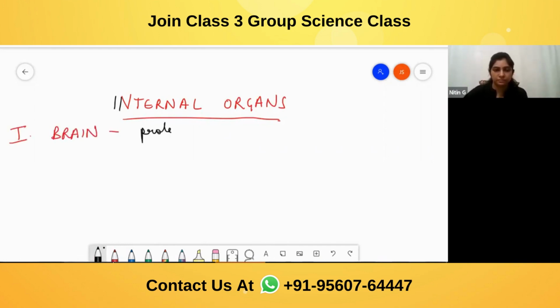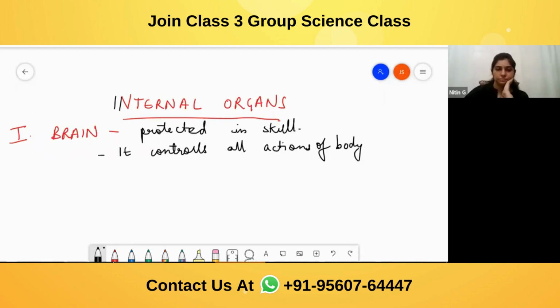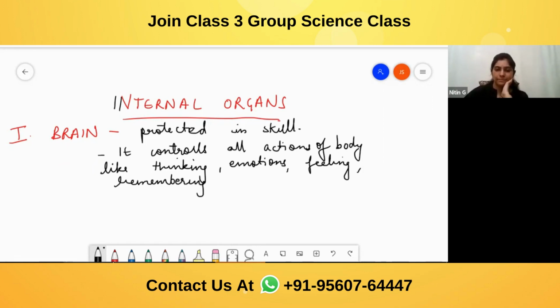It is protected in the skull. And secondly, it controls the actions of the body, like thinking, emotions, etc. It sends messages to all parts of the body.